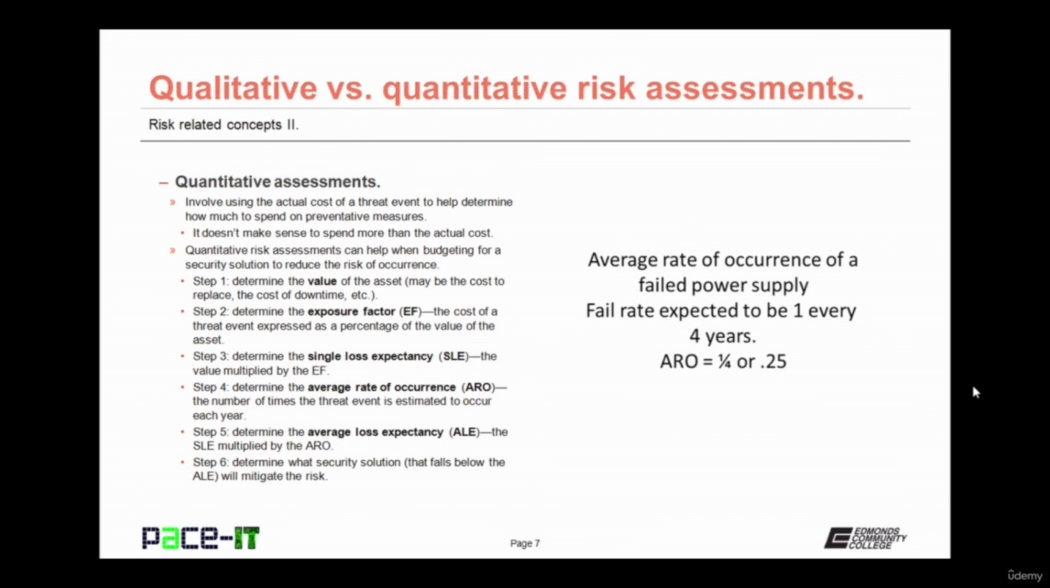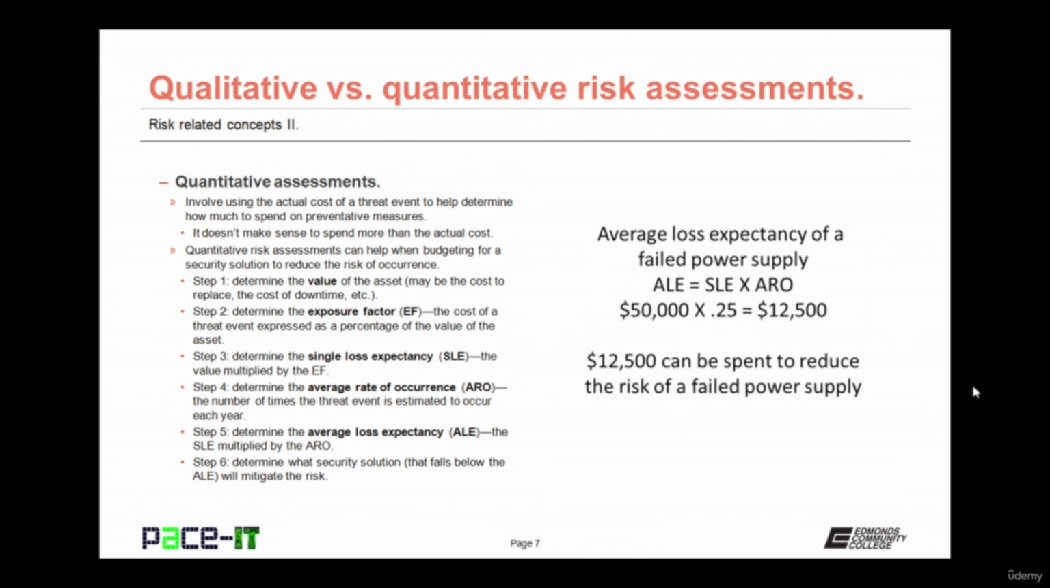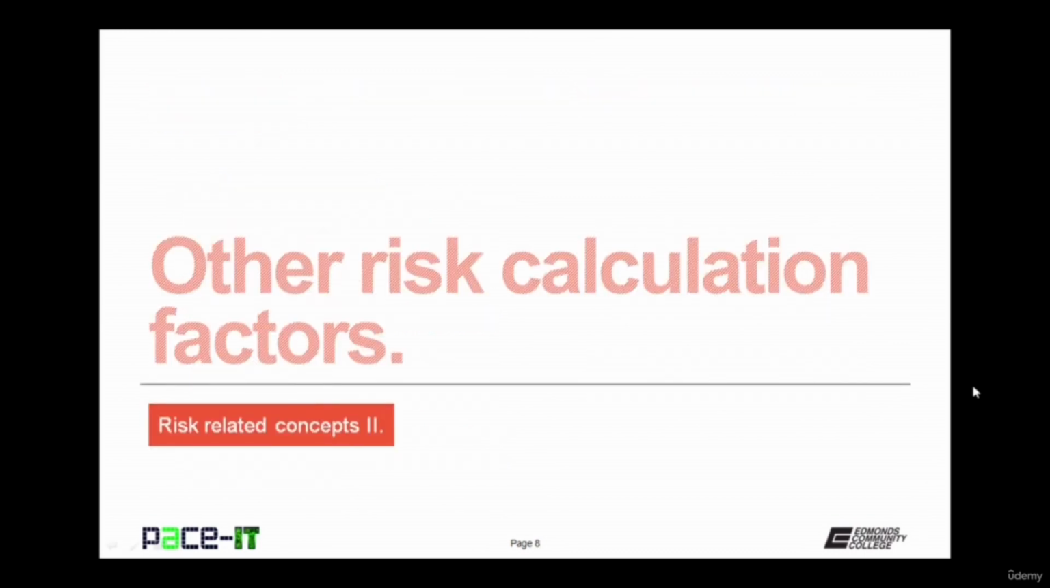Once you have the average rate of occurrence, then you can determine step 5, which is to find the average loss expectancy, or the ALE. The ALE is the SLE times the ARO, or the single loss expectancy times the average rate of occurrence. What this gives you is the dollar amount that your security solution should fall below. So that's step 6. You need to determine which security solution that falls below the ALE will mitigate the risk of occurrence. With that done, let's move on to other risk calculation factors.